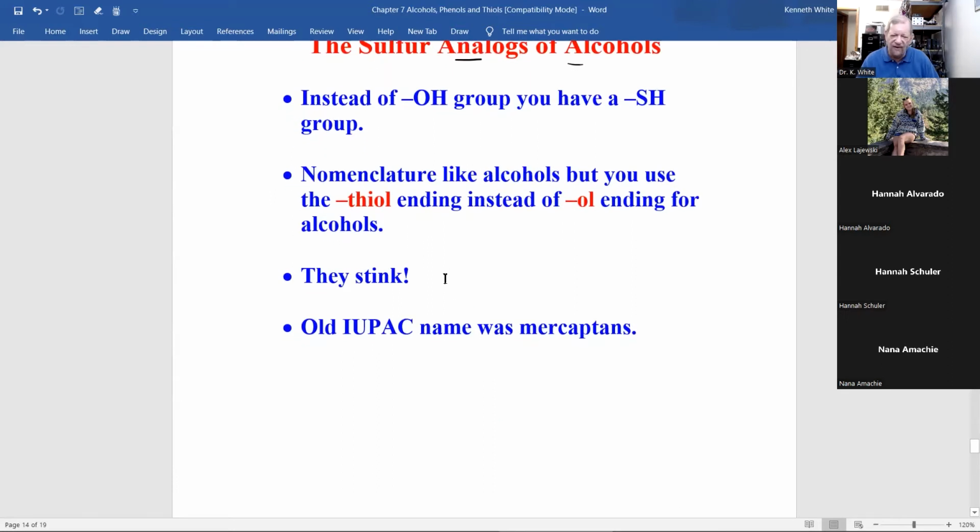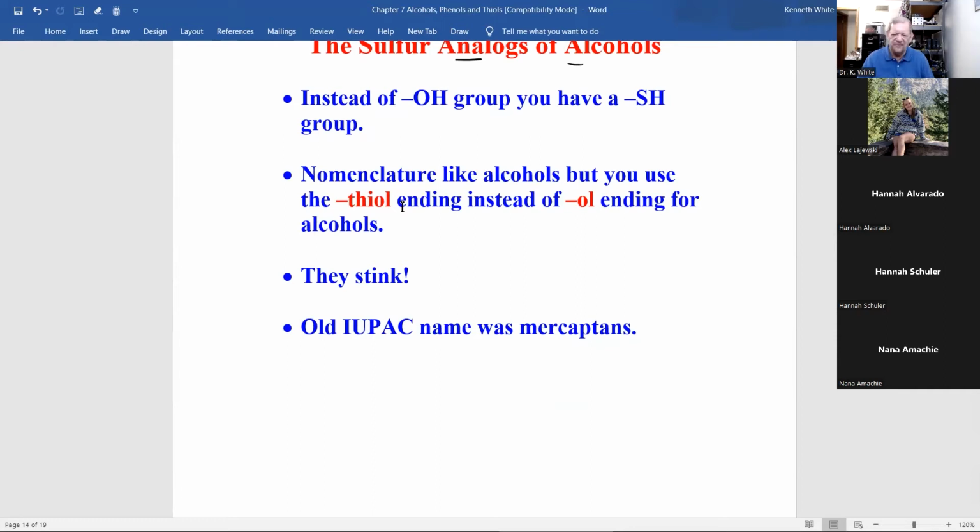Now, we won't cover any reactions or nomenclature of thiols, but it's similar to alcohols, except instead of using the OL ending, use THIOL. I will not put anything on the test to do with nomenclature of thiols. Now, what's important about thiols? They stink. And I mean, they stink.